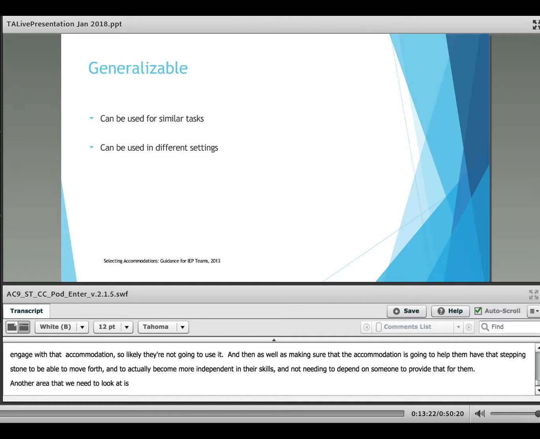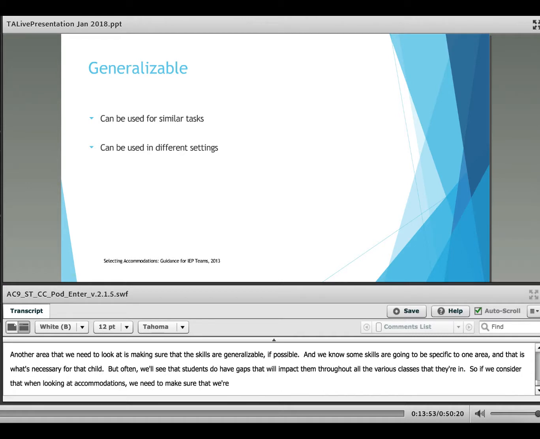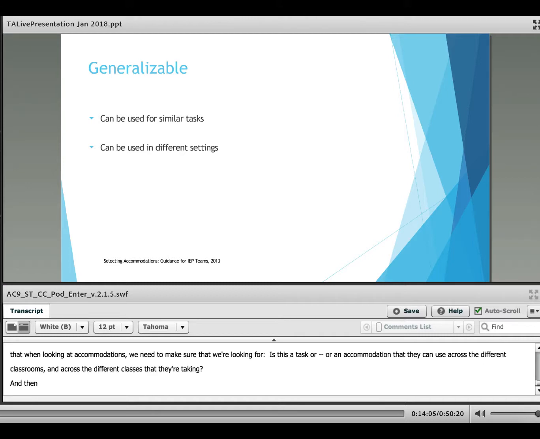Another area that we need to look at is making sure that the skills are generalizable if possible. And we know some skills are going to be specific to one area, and that is what's necessary for that child. But often we'll see that students do have gaps that will impact them throughout all the various classes that they're in. So if we consider that when looking at accommodations, we need to make sure that we're looking for, is this an accommodation that they can use across the different classrooms, across the different classes that they're taking? And not only applies to academic skills, but if it was something that they could also apply to any of their other areas as well outside of academics.